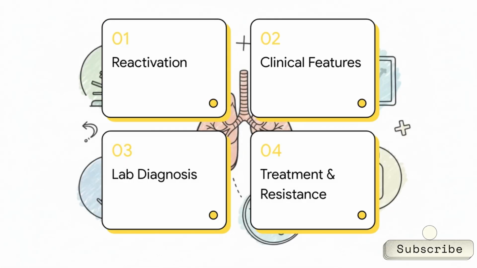Okay, so here's our game plan for today. We're going to start with reactivation, what happens when that dormant TB wakes up. Then we'll move on to the classic clinical features you've just got to recognize. After that, it's all about the lab work, the real detective stuff, from a basic smear all the way to advanced molecular tests. And we'll wrap up with the battle plan, the treatment regimens, and the huge challenge of drug resistance. Let's get into it.